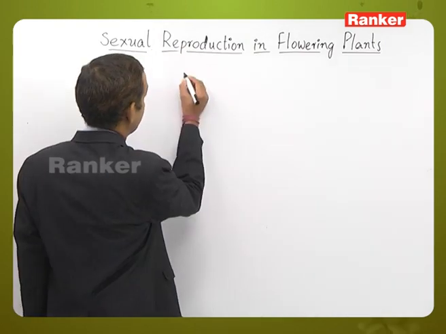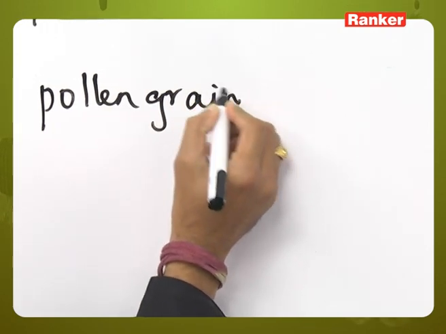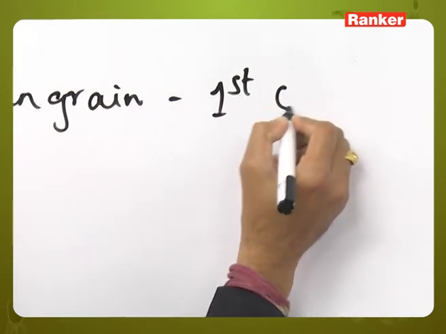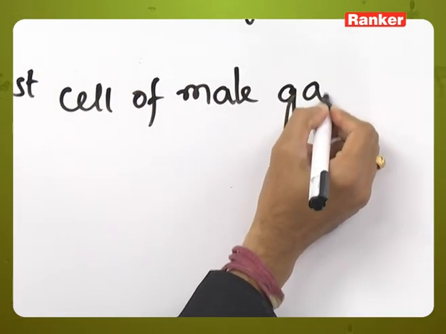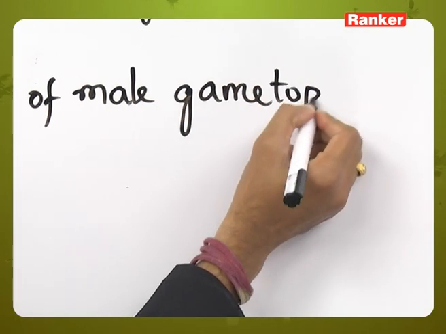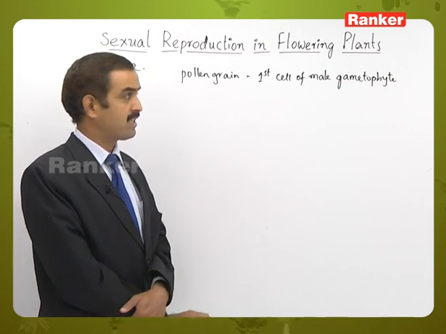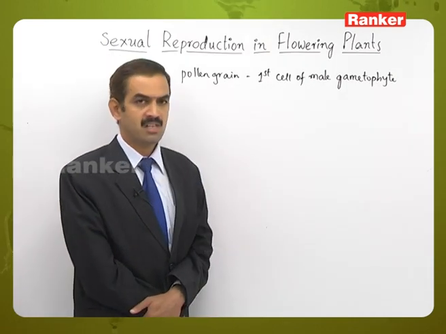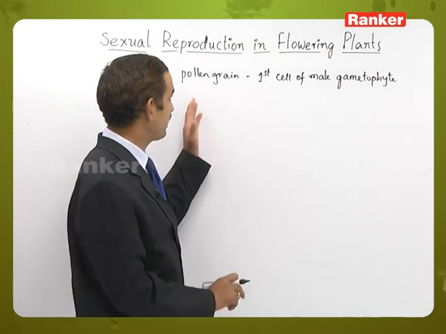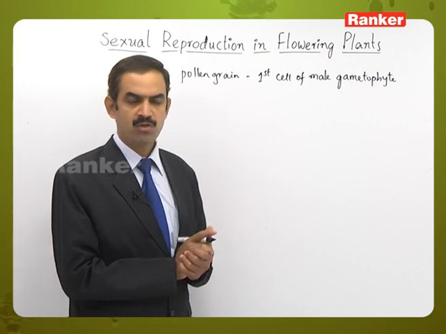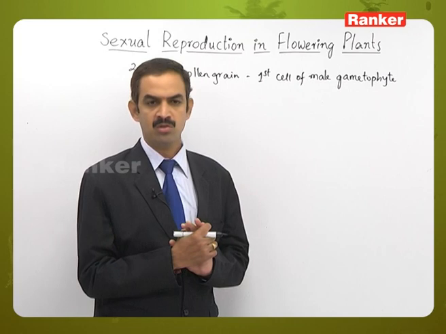So here the pollen grain is considered to be the first cell of male gametophyte, that is, the male gametophyte generation will start with the pollen grain. When the pollen grains germinate, they will be converted into a three-celled structure, along with the pollen tube. Now that is called the matured male gametophyte.